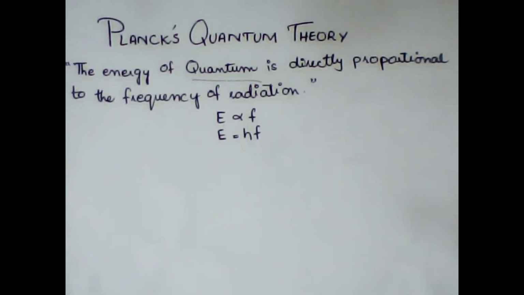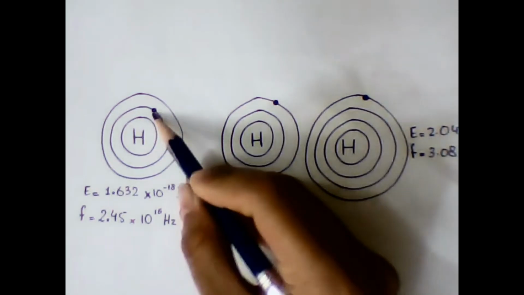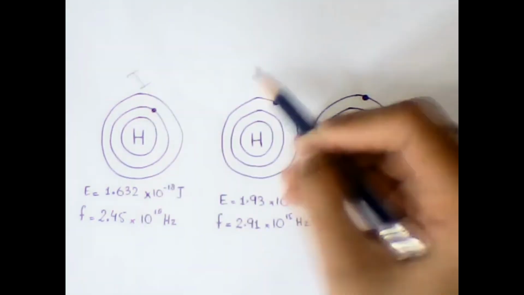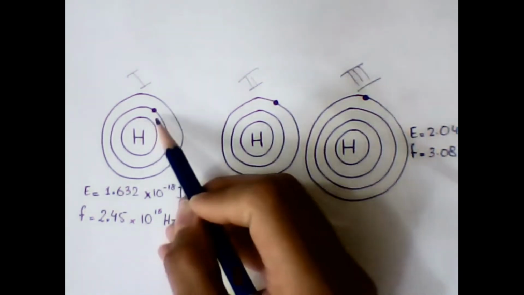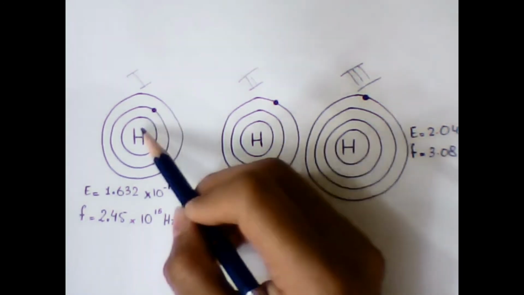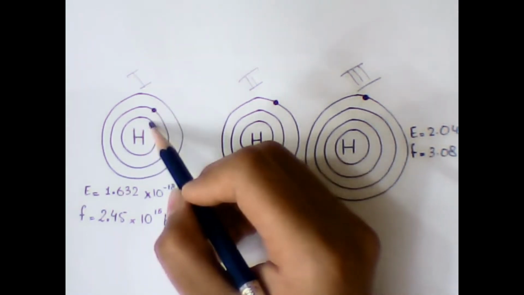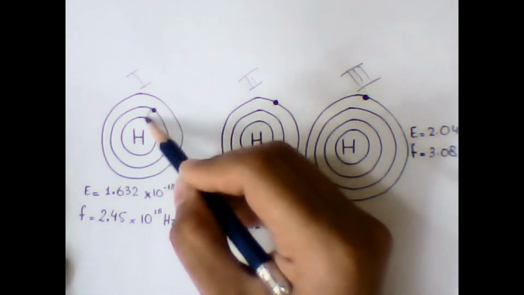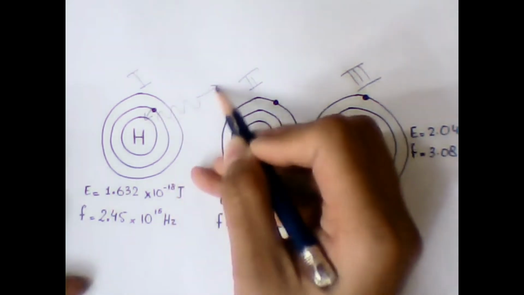To understand the theory in a better way, let's take some illustrations. I chose the hydrogen atom for the sake of simplicity. Here are some cases: case 1, case 2 and case 3. This dot represents the electron of the hydrogen atom, the excited electron. In case 1, the excited electron loses some amount of energy and falls back to its ground state, or you can say original orbit, by the emission of some radiation in the form of a quantum.